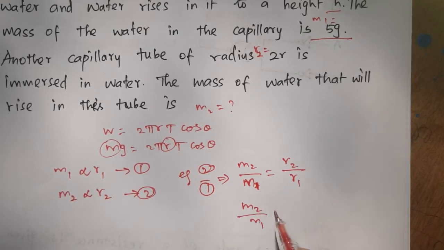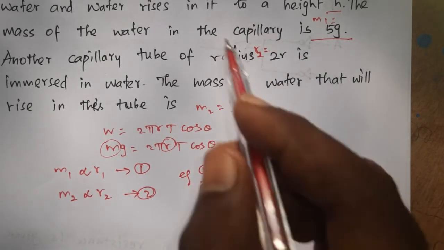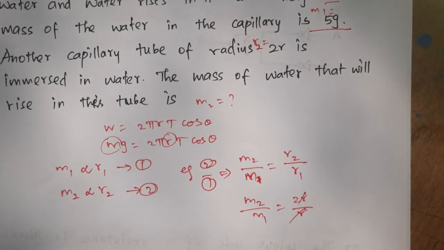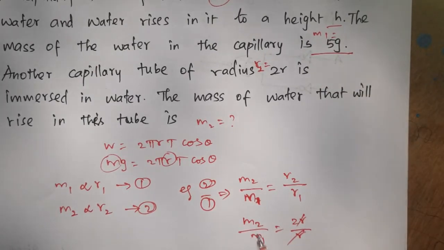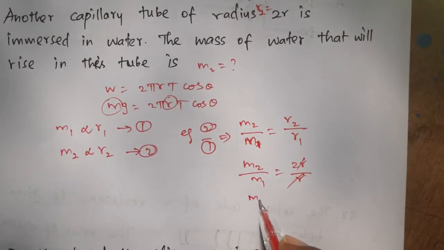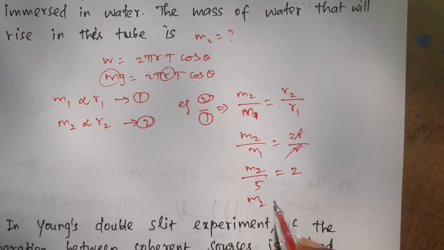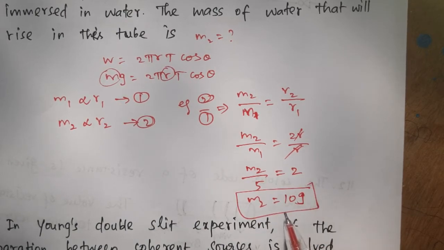m2 by m1 is equal to r2 value 2r, r1 value is r, divided by r, the r's are going to be cancelled. Then m1 they have given as 5 gram. So if you substitute, m1 value is 5 gram. m2 by 5 is equal to 2. Then m2 is equal to 5 twos are 10 gram. So the mass of the water in the capillary tube in the second case is 10 gram.